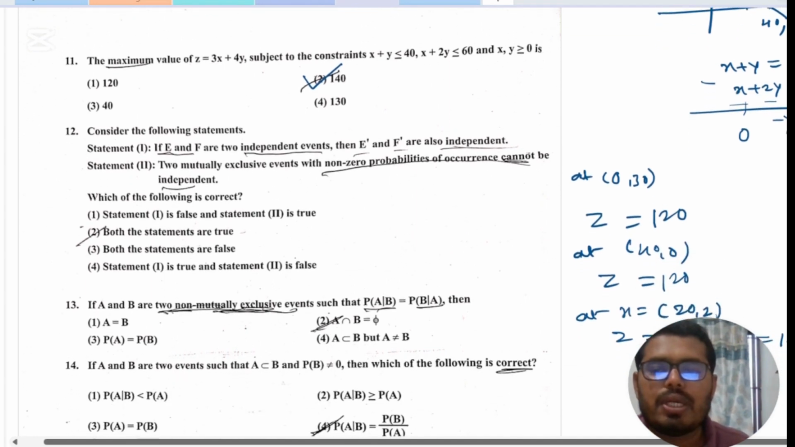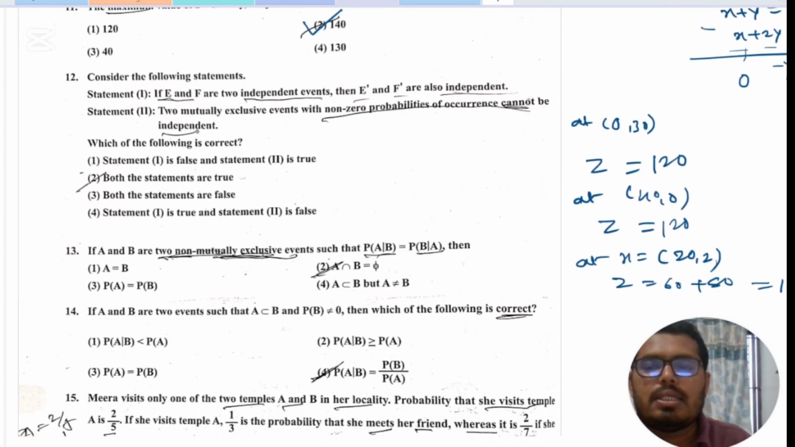For the next question, question number 12. Statement 1 is, if E and F are two independent events, then E complement and F complement are also independent. Yes, it is also a true statement. Then two mutually exclusive events with non-zero probabilities of occurrence cannot be independent. Okay, it is also true here.